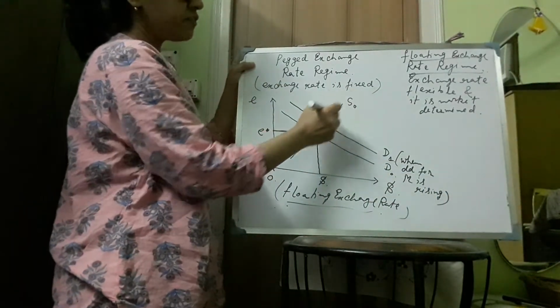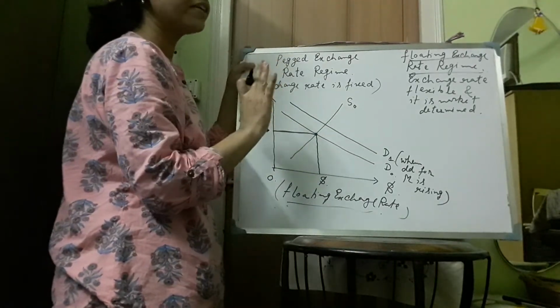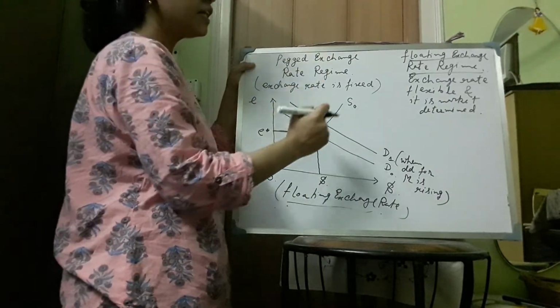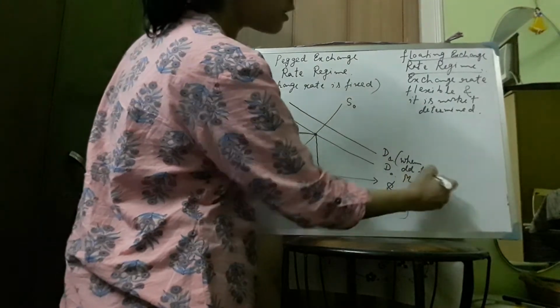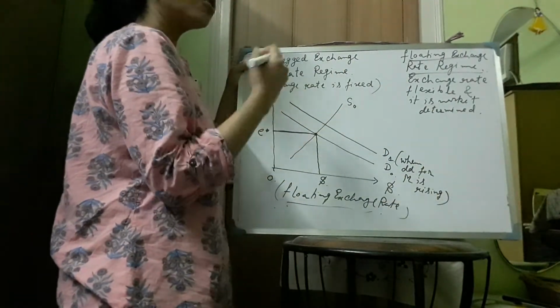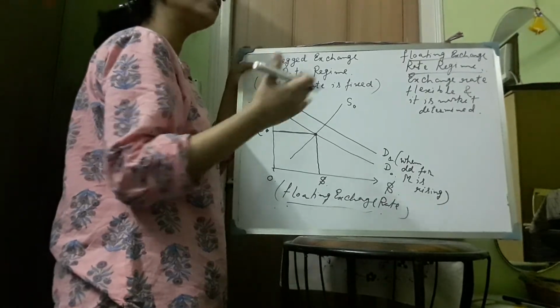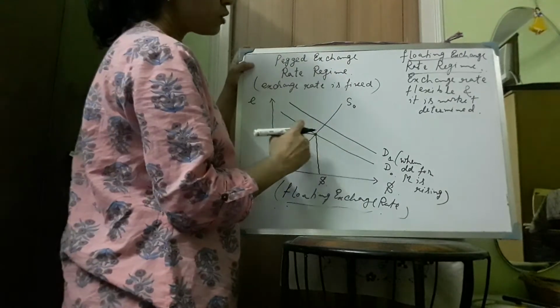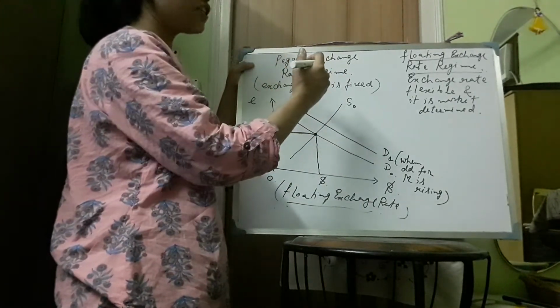Now the supply curve is the same, that is S0 is the supply curve and there will be no shift of the supply curve. Only the demand curve for foreign exchange shifts because there is an increase in the import demand. Demand for import is rising in this country. So that is why the country needs more foreign exchange in order to pay to the foreign country. Therefore the demand for foreign exchange is rising and that is why the demand curve is shifting upward.